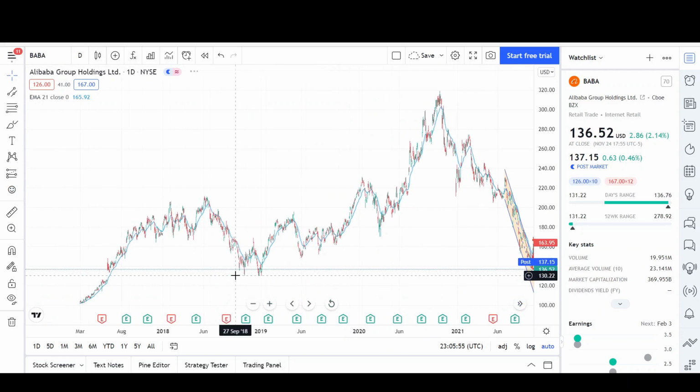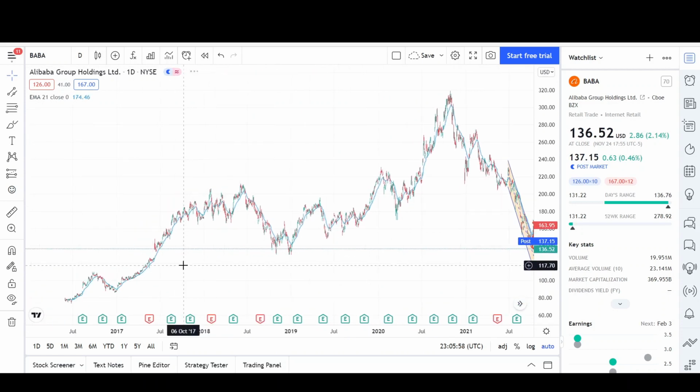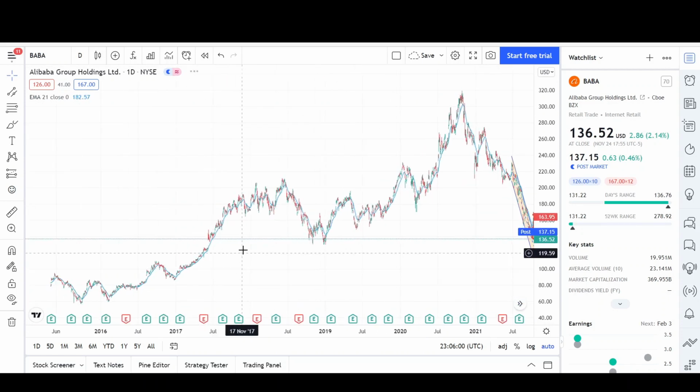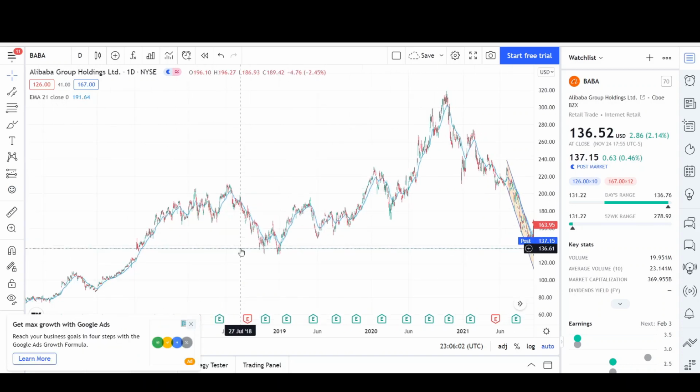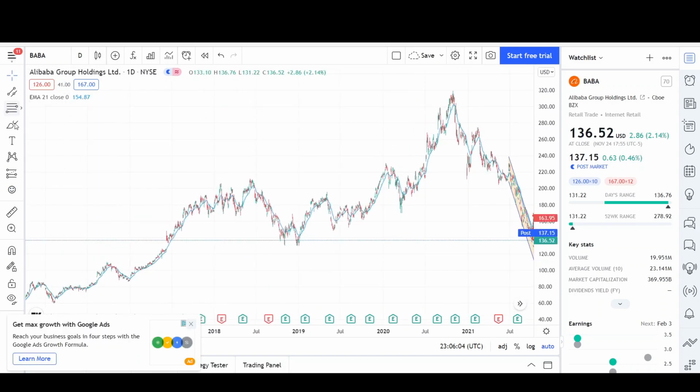It could probably fall back down to the, let me zoom out a little bit more. I could see BABA probably reaching the 125 level just because there's a gap right here that has not been filled.